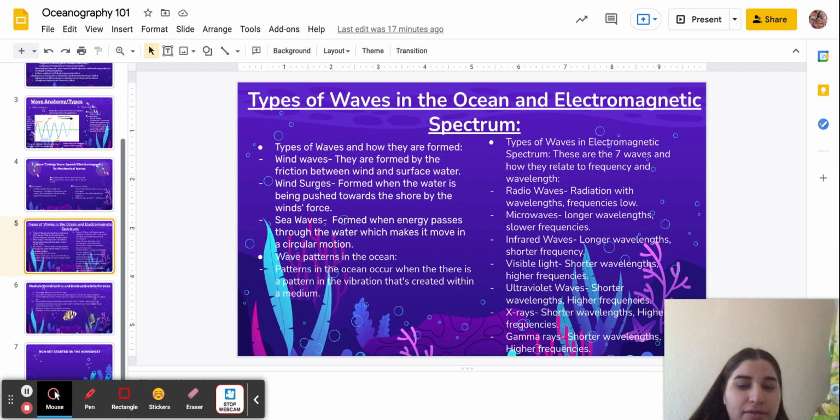That's kind of what I talked about with the wind surges. Like if the wind is blowing that way, then the water is kind of gonna go like this because it's being pushed upwards, and then it's gonna fall down to the floor again. So that makes a wave, an ocean wave, or sea wave.